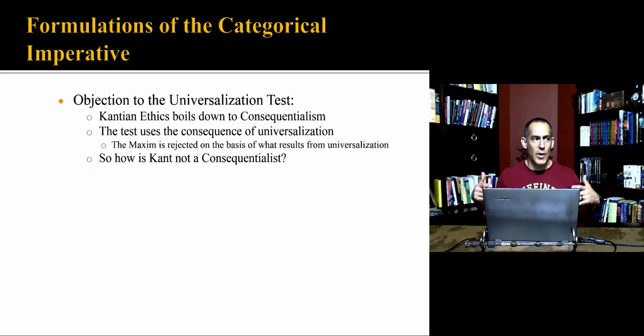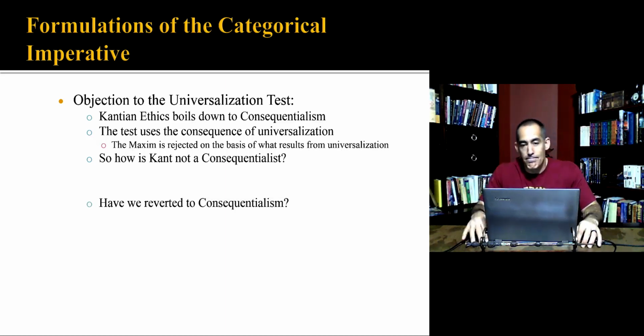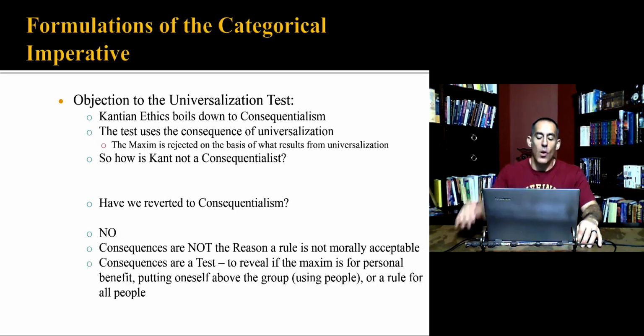So at this point you'd say, well, if the test is looking at consequences, how is Kantian ethics not some kind of consequentialist theory? The test does use consequences, so how is Kant not a consequentialist? Well, that's a problem, because some people think he is at this point. I, however, actually disagree. I don't think we actually have reverted to consequentialism. And this is the reason why.